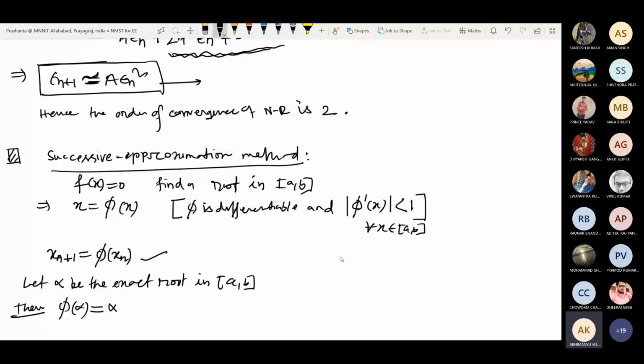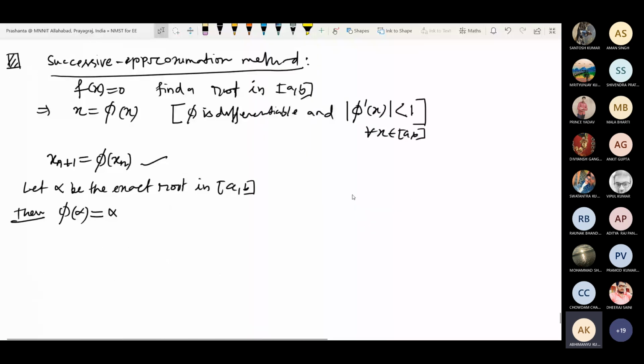Okay. Now let us look at the relationship of the error in the n plus 1th iteration and the nth iteration. This is the error in the n plus 1th iteration, alpha minus xn plus 1 or xn plus 1 minus alpha. Any one of them is okay. Later we'll be considering the modulus, so sign does not matter. So alpha minus xn plus 1, that is the error in the n plus 1th iteration, yes or no? Yes, sir. So this is alpha, we know alpha equals phi of alpha. And what is xn plus 1?